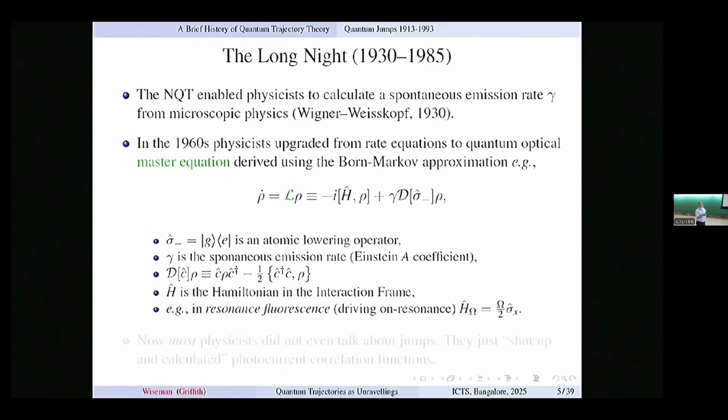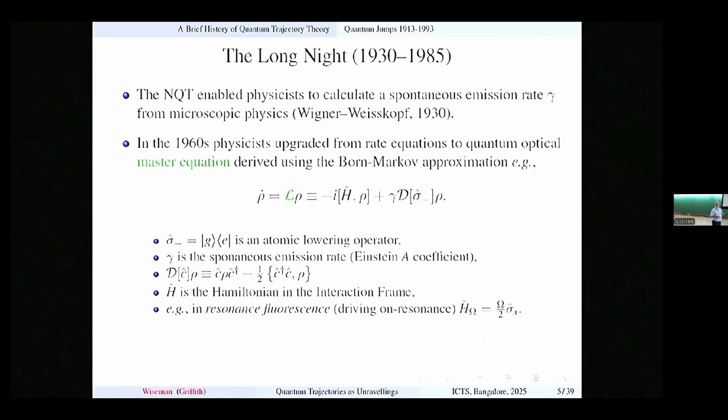Here sigma minus is a lowering operator, gamma is a spontaneous emission rate, and H is a Hamiltonian, which in everything that I'll be talking about is in an interaction frame. So we're not worrying about the fast rotation of the atomic difference in energy levels between the ground and the excited state. It would just be Hamiltonians on top of that, in the interaction frame with respect to that free Hamiltonian. For example, in resonance fluorescence, if you're driving the atom on resonance, then that Hamiltonian would just look proportional to, say, a sigma X operator.